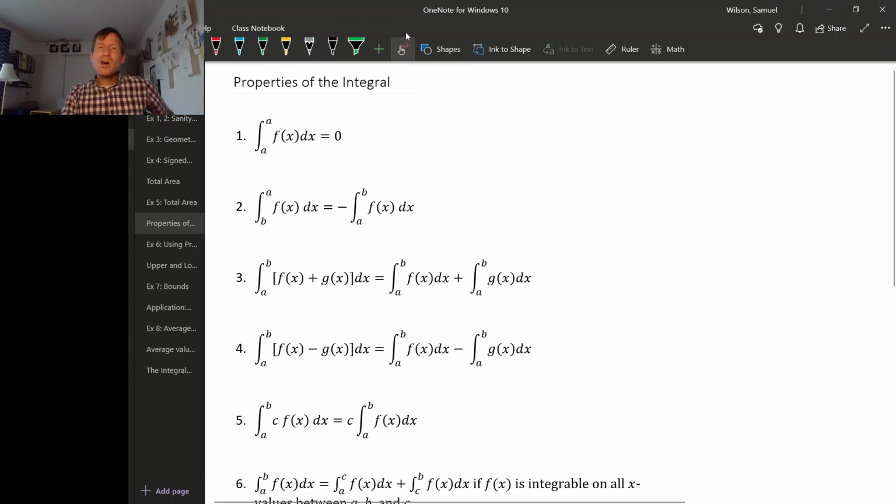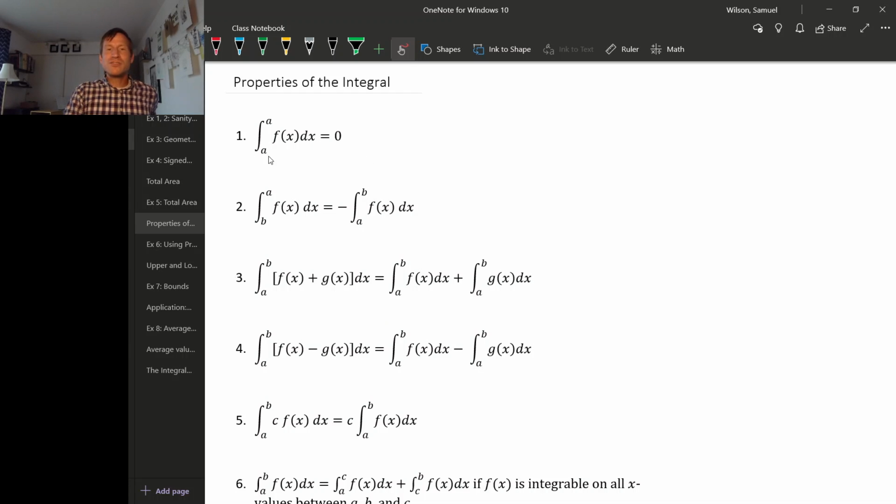few here. I'm not going to prove these in terms of the limit definition of the definite integral, but you can prove these all in terms of the limit definition. It's not that hard, except for the last one, actually. But I will give you good geometric ideas for why these facts are all true.